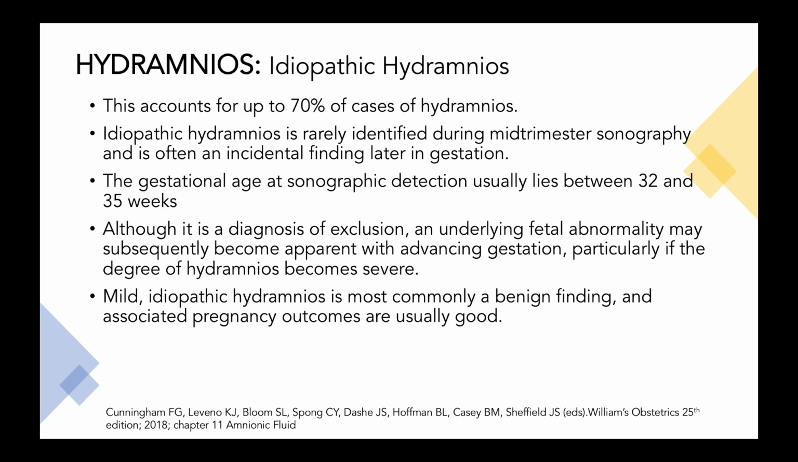So now we discuss idiopathic hydramnios. This accounts for up to 70% of cases of hydramnios, and this is rarely identified during mid-trimester sonography and is often an incidental finding later in gestation. The gestational age at sonographic detection usually lies between 32 and 35 weeks AOG. Although it is a diagnosis of exclusion, an underlying fetal abnormality may subsequently become apparent with advancing gestation, particularly if the degree of hydramnios becomes severe. Mild idiopathic hydramnios is most commonly a benign finding, and associated pregnancy outcomes are usually good.